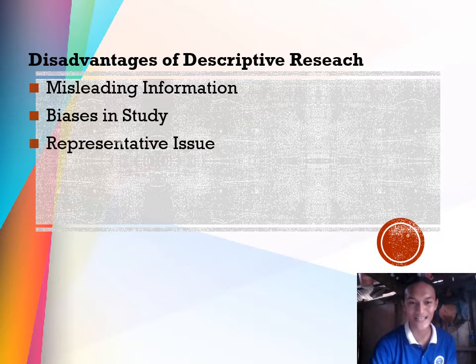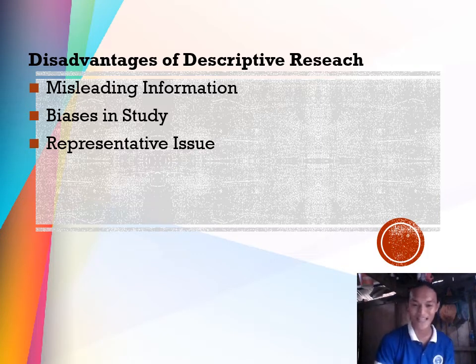So next is biases in study. Biases in study are always there in descriptive research. You can alter the information that you get and replace it with your own idea, whichever idea hits you. So that's the biases in study.